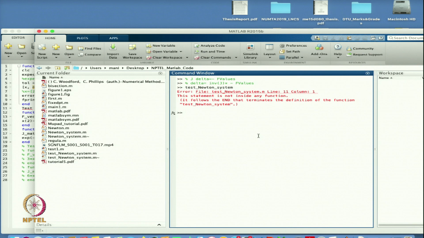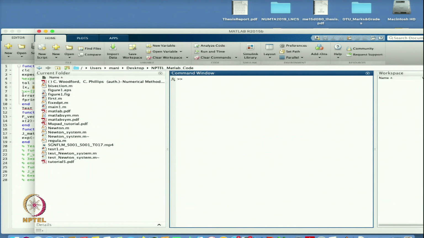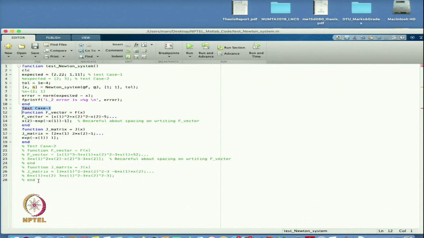There is some error. We have to write function and then function and. This is a test case, this one. So, we have to write like this.